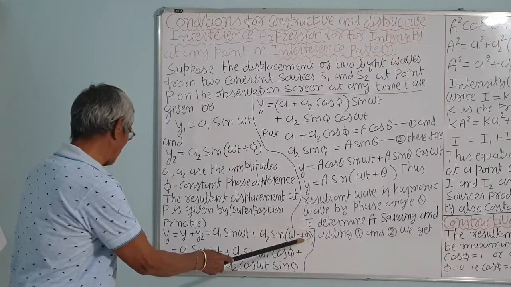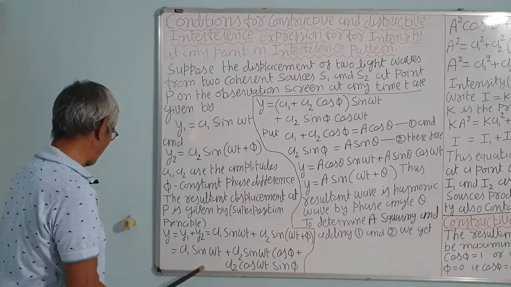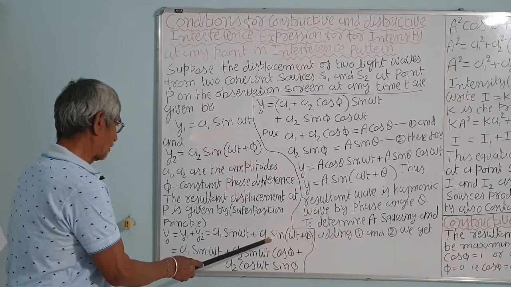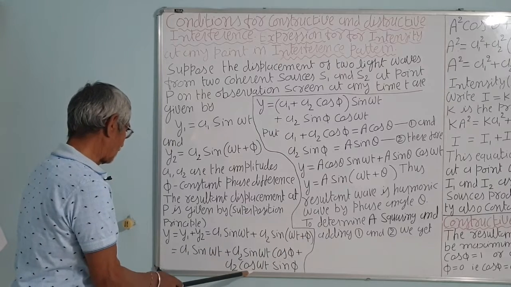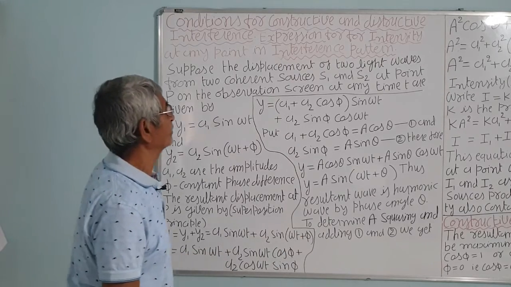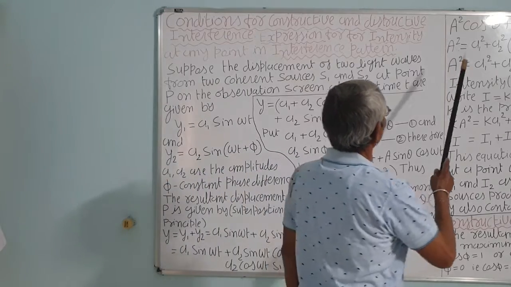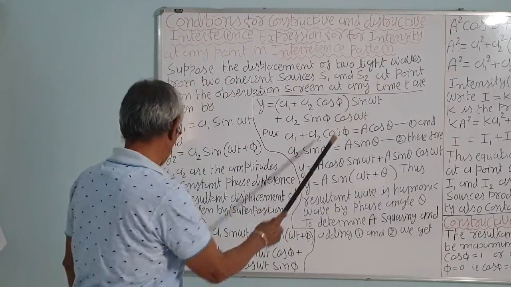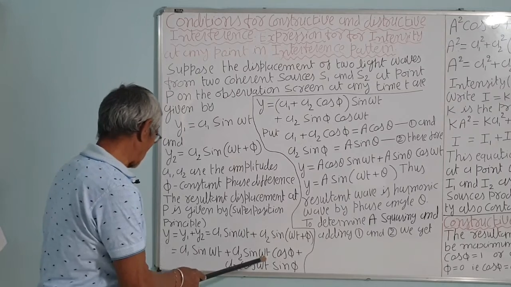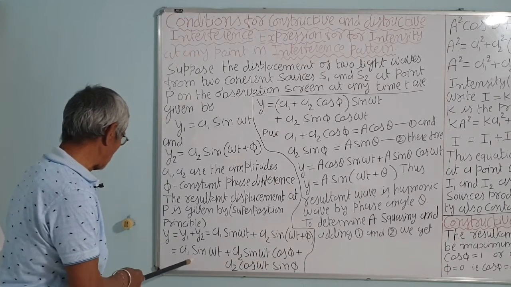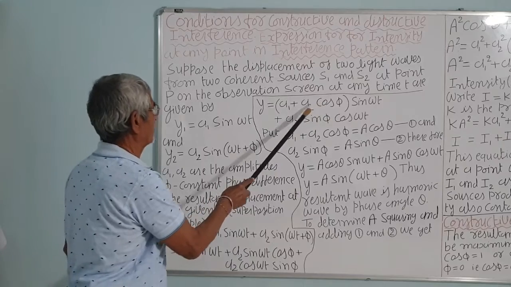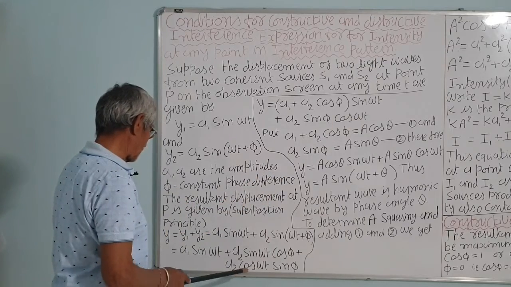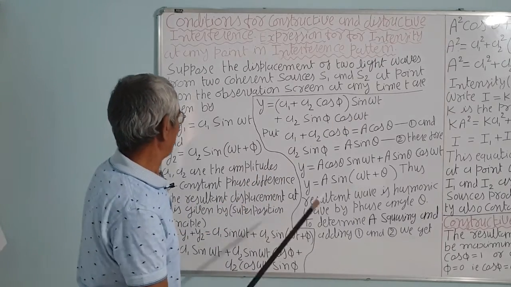This is sin(A plus B), that is sin A cos B plus cos A sin B. You can expand it this way: a1 sin omega t plus a2 sin omega t cos phi plus a2 cos omega t sin phi. Correct. Now, y is equal to, therefore, taking sin omega t common, (a1 plus a2 cos phi) sin omega t plus a2 sin phi cos omega t.